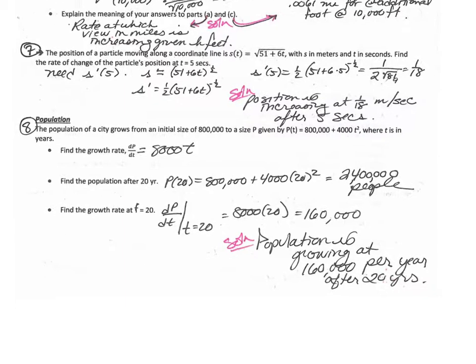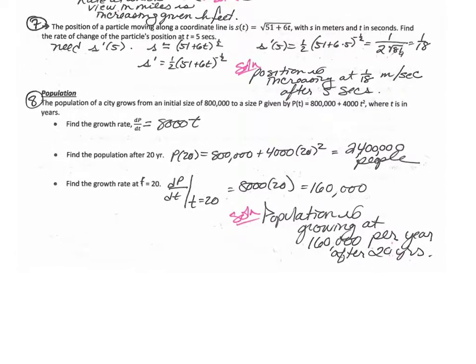And then the last thing we have is population. The initial size is 800,000 here. P is the population given by this function. T is in years. Find the growth rate. So dP/dt, that's taking the derivative of P with respect to t. Remember, we use this notation because we're about to go to functions with multiple variables. When you take this one's derivative, the derivative is 0. This one, bring the 2 down, 8,000t.